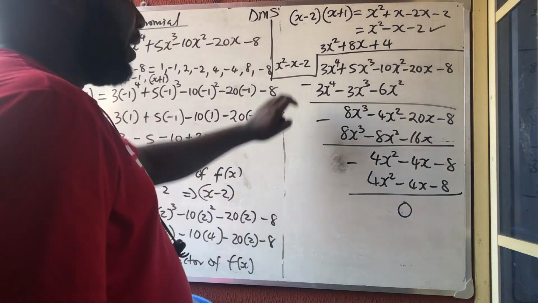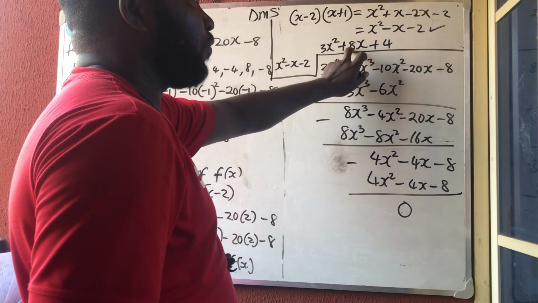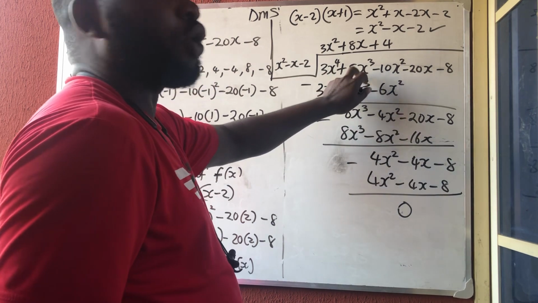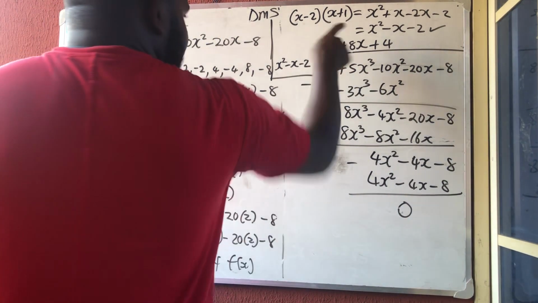What does it mean that these two are factors of this? You remember that if the remainder is 0, it means that the person dividing is a factor of the question. So this means that this is my answer.